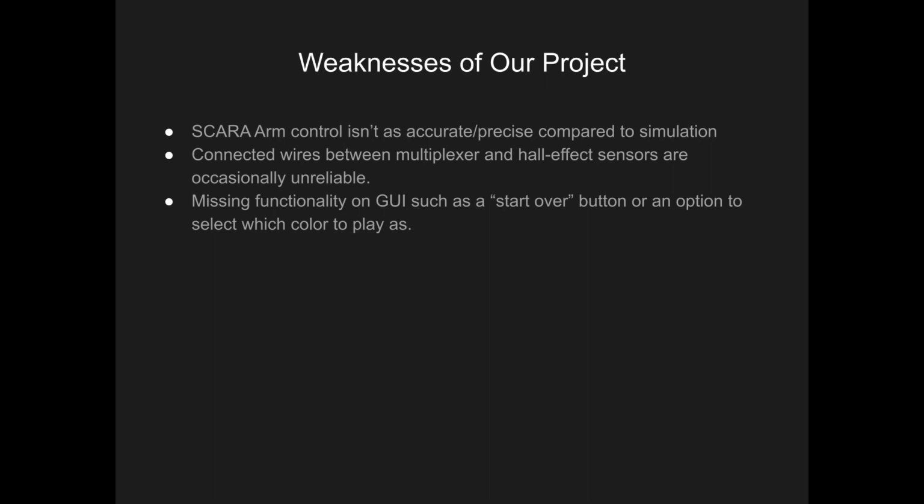Another weakness is the wires that we connected from the Hall effect sensor grid to the multiplexers, where we've had issues where occasionally a wire may come loose, and that can cause errors in our closed-loop system detection. Another weakness is the missing functionality in the GUI, such as a start over button or an option to select which color you'd like to play as. Currently, the user has to close and reopen the app in order to restart the game.